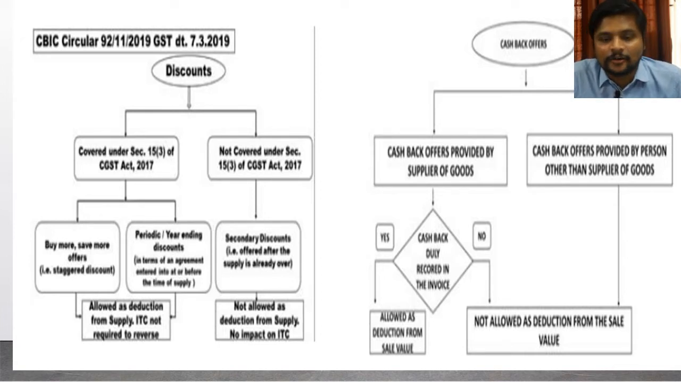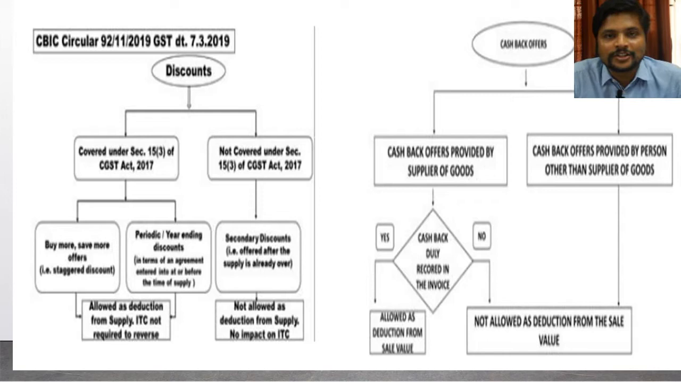The second leg is the cashback offers provided by any third person. A third person's cashback will obviously not be recorded in the invoice. So whatever amount you get as cashback will not be excluded in the valuation. I will give you an example.